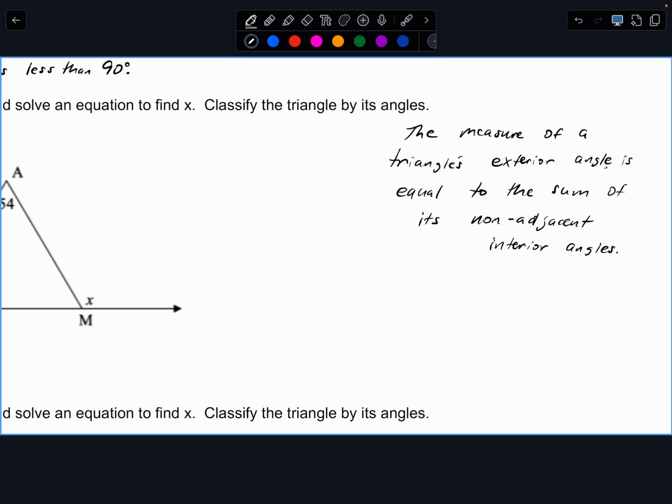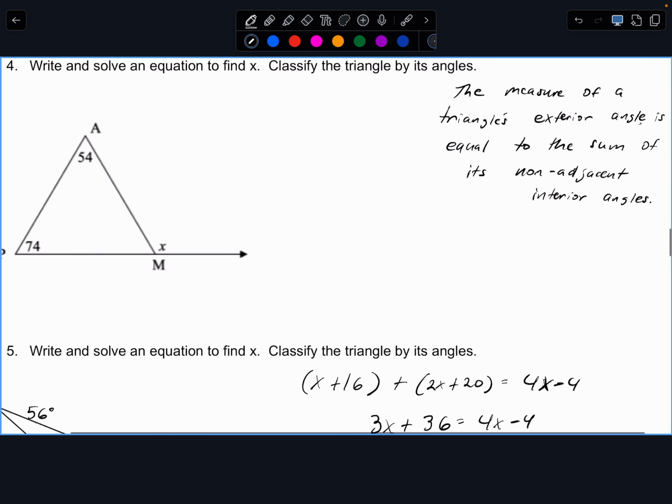All right, so now that we wrote that, Bromley, since you and India discovered this, what am I going to write for the equation? 74 plus 54. Yes. You guys can't say it separately, it's together. I love it. So 74 plus 54 equals x. And what is 74 plus 54? 128. Excellent.